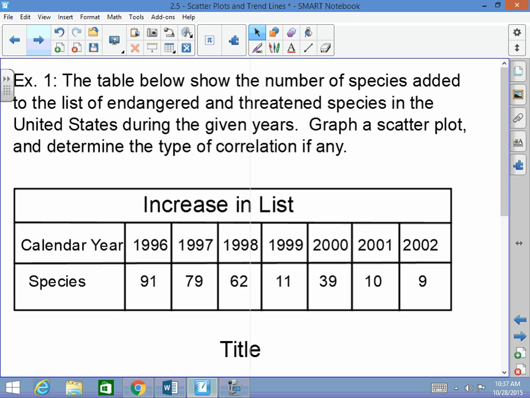Now, let's take a look at how to create a scatter plot. The table below shows the number of species added to the list of endangered species and threatened species in the United States during the given years. Graph a scatter plot and determine the type of correlation, if any. Okay.